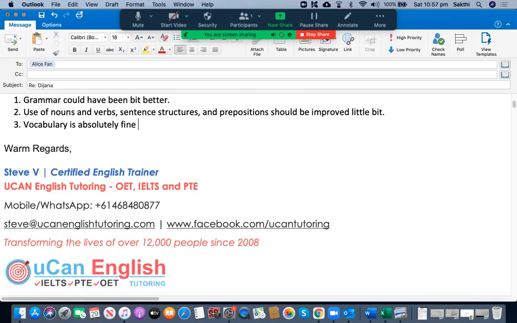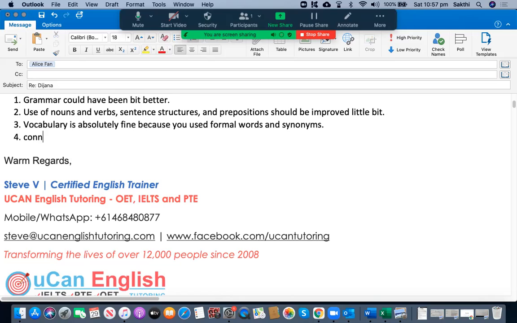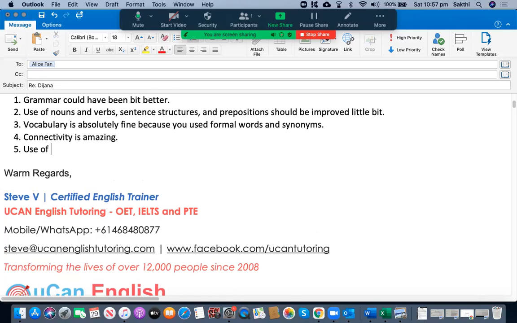Okay, because you used formal words and synonyms, I'm happy with that. Connectivity is amazing. The way you link the sentences, the use of sentence structures is good.